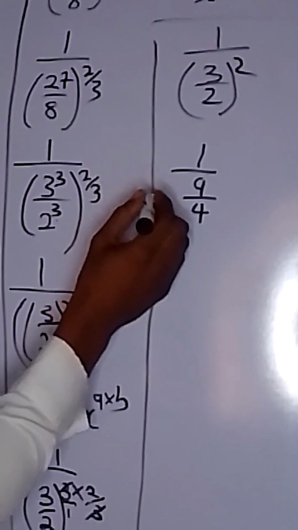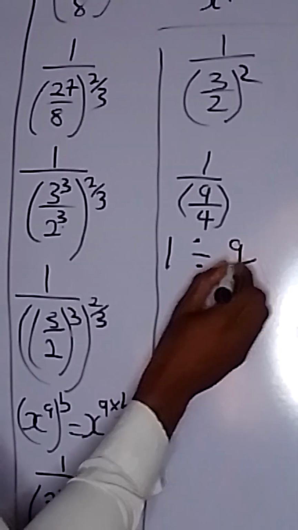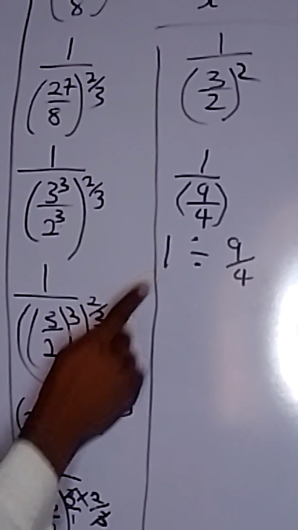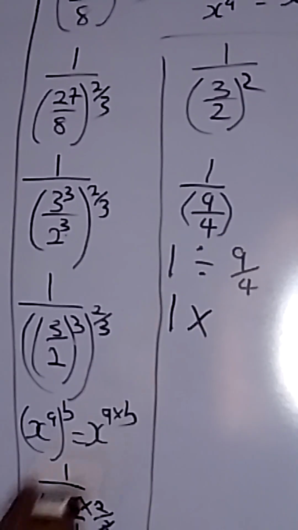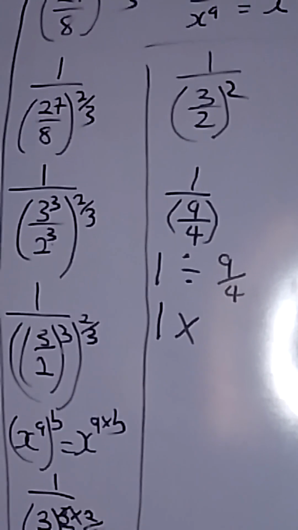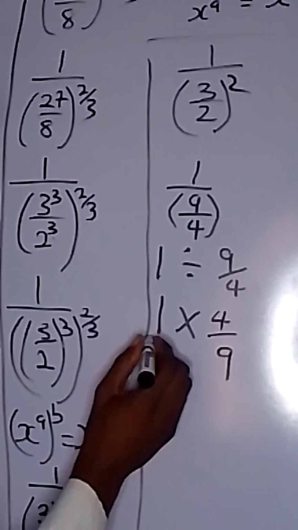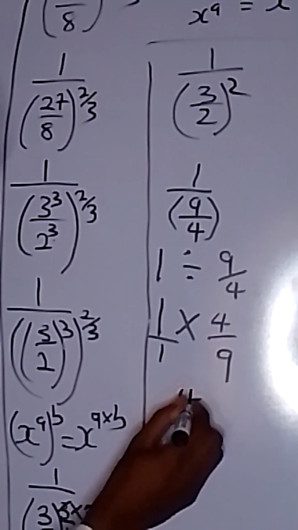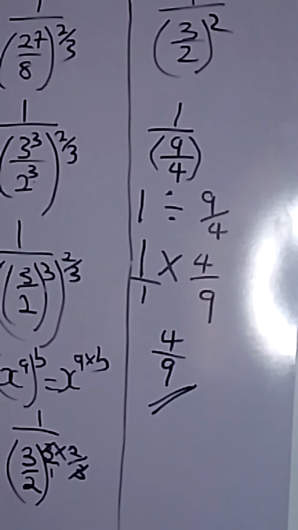Okay, so we now have 1 divided by 9 over 4. That's what we have, because the denominator here is 9 over 4 and the numerator is 1. So changing divide to times, we will have 1 times, we turn the fraction at the right hand side upside down. Whenever divide changes to times, the fraction at the right hand side is turned upside down, and that will be 4 over 9. And this becomes 1 over 1, and then we multiply out. 1 times 4 is what? 4. And 1 times 9 is what? 9. So our final answer is 4 over 9.